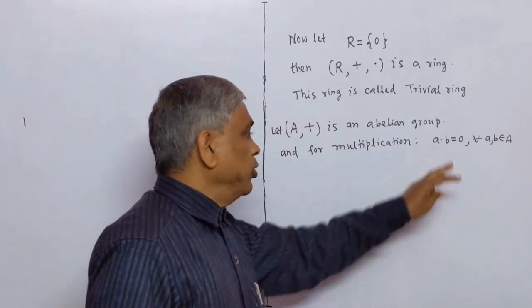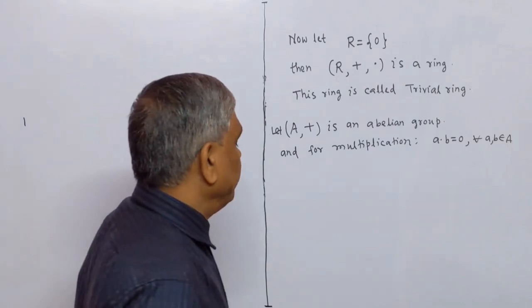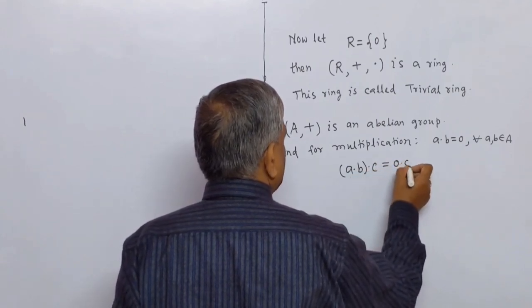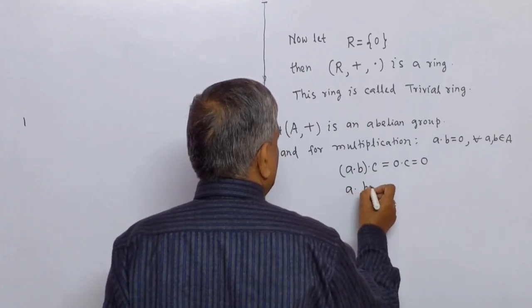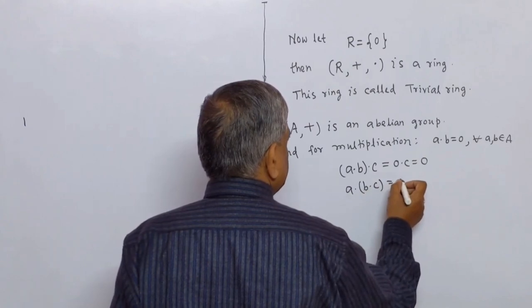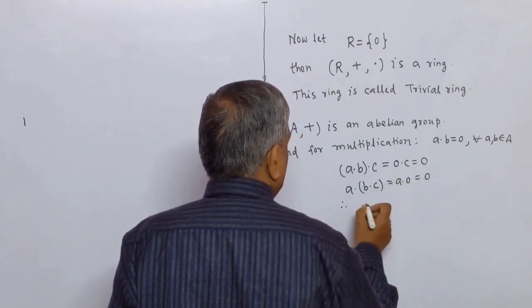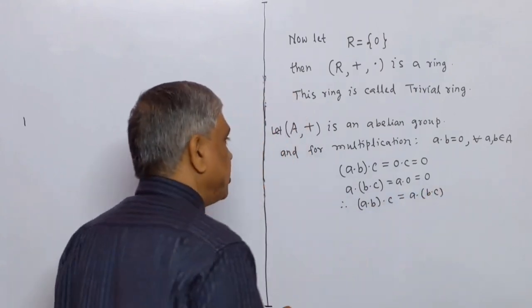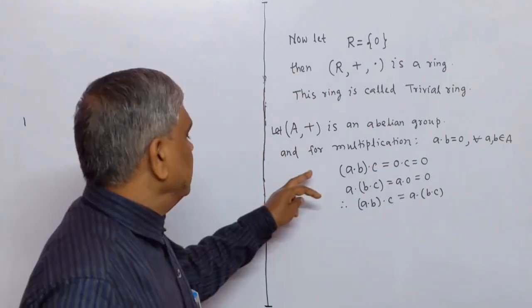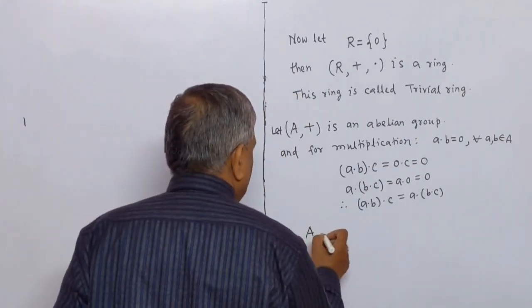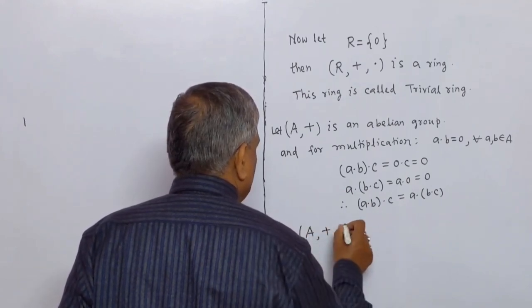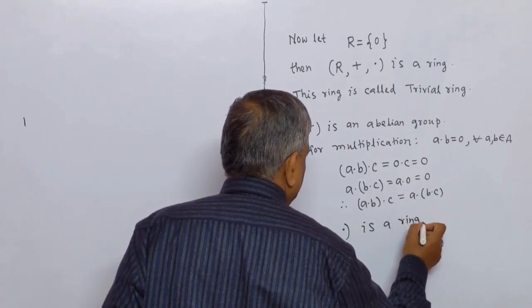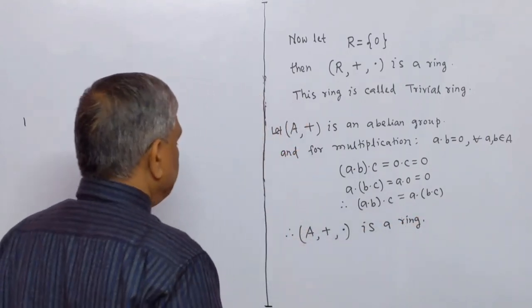Then the associative law for multiplication will also hold, because if we take (a·b)·c, a·b equals 0, so 0·c equals 0. And b·c is 0, so a·(b·c) is 0. Therefore (a·b)·c equals a·(b·c), so the associative law holds. Also, the distributive law holds. Therefore A with binary operations addition and multiplication is a ring. This ring is called the zero ring.